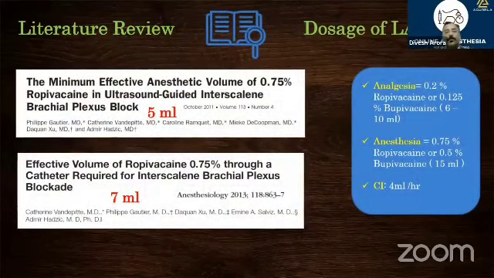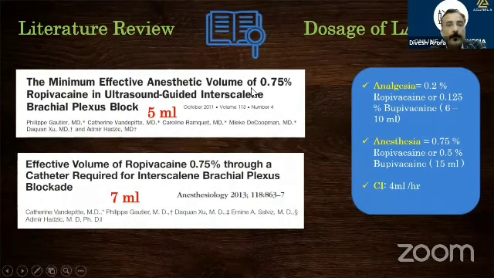The first is regarding the dosage of local anesthetics. This is an interesting article published in 2011, where they found that the minimum effective volume to produce the interscalene brachial plexus block is 5 ml. In 2013, they tried to find a minimum volume through the catheter, and they found it 7 ml. So on the basis of these two articles and many more, the optimal volume is between 6 to 10 ml for analgesia, and the concentration is 0.2% ropivacaine or 0.1 to 0.5% bupivacaine or levobupivacaine.